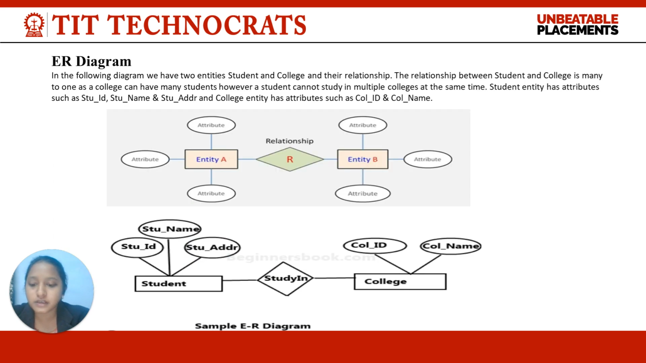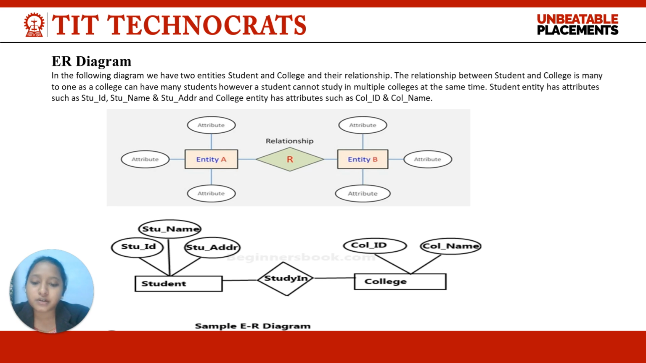Now next topic is the ER diagram. This ER diagram shows two entities, student and college, and their relationship. Here the relationship between student and college is a many to one relationship. That means many students can belong to one college, but a student cannot study in more than one college at the same time. So one side is the student entity and the other side is the college entity.